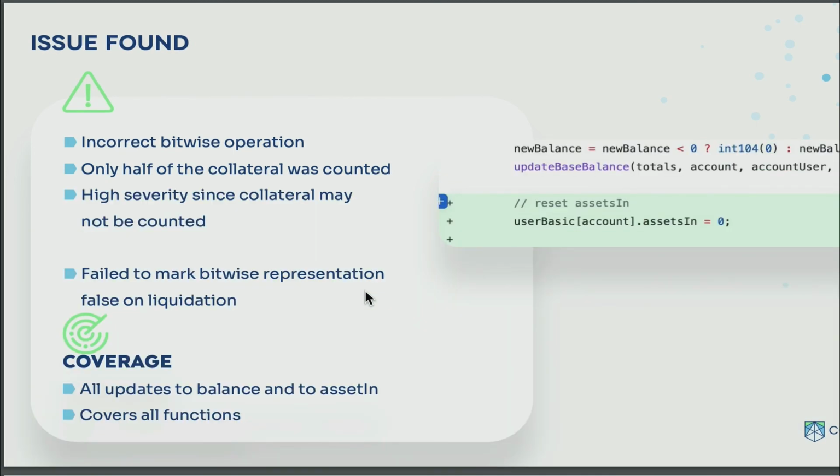But this property also found another bug. The other bug is a failure to set to false the bits on liquidation. So the first bug was high severity. The second one was, okay, so the bits are turned on, but no balance. It's not the end of the world. But the nice thing is the coverage that this property gave us. We actually checked all functions in the contract, and we looked deeply into all the updates to both the balance variable and this bit vector representation.